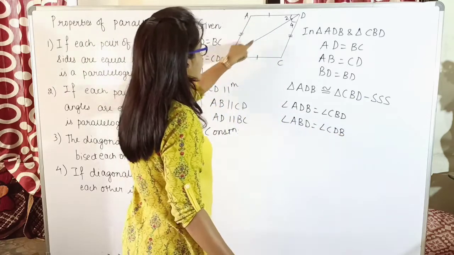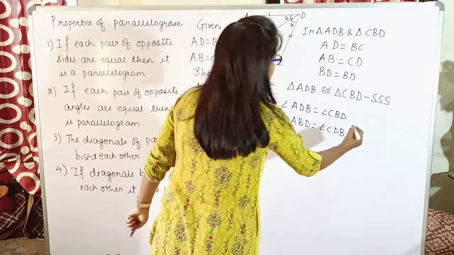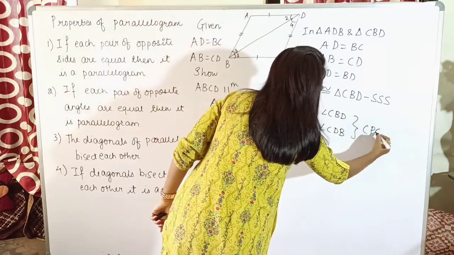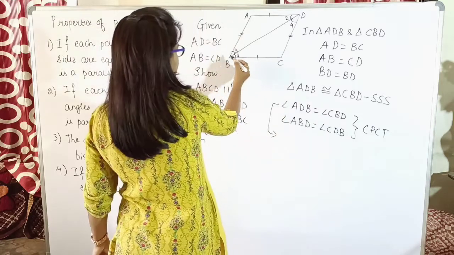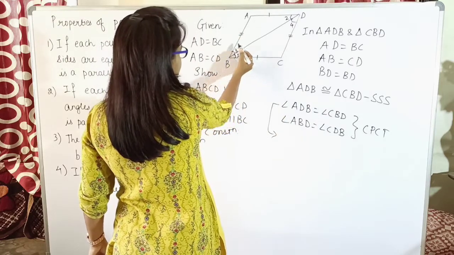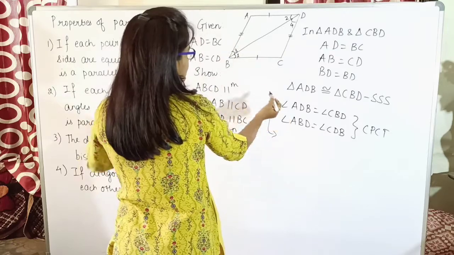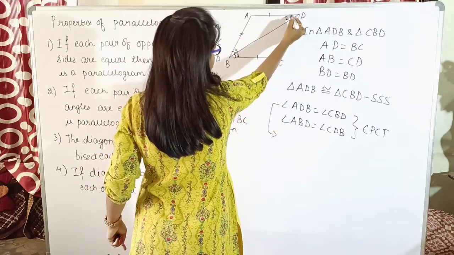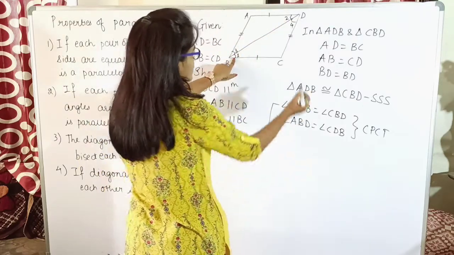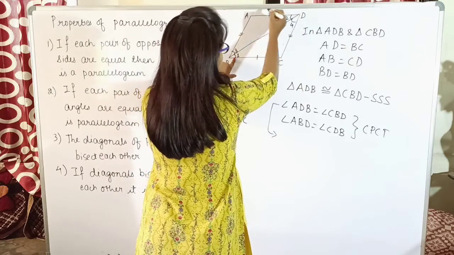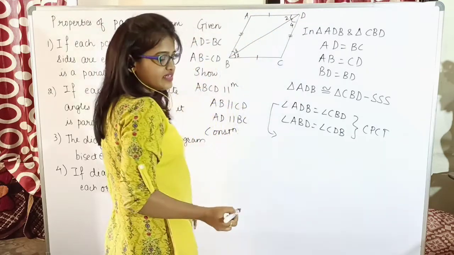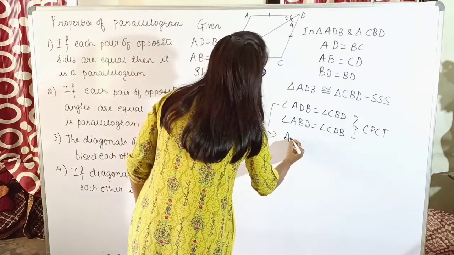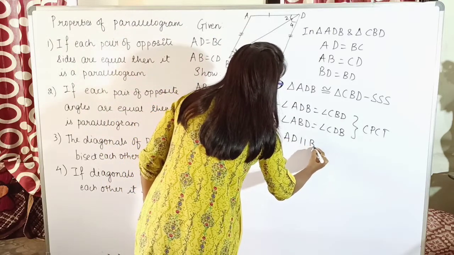Yes, angle ABD equals angle CDB, so the reason I will be specifying is by CPCT. If ADB is equal to CDB, what does it mean? This angle 2 is equal to angle 1. So angle 2 and angle 1 are parts of which two lines? AD and BC, where BD can be taken as transversal. Hence I can say AD is parallel to BC.